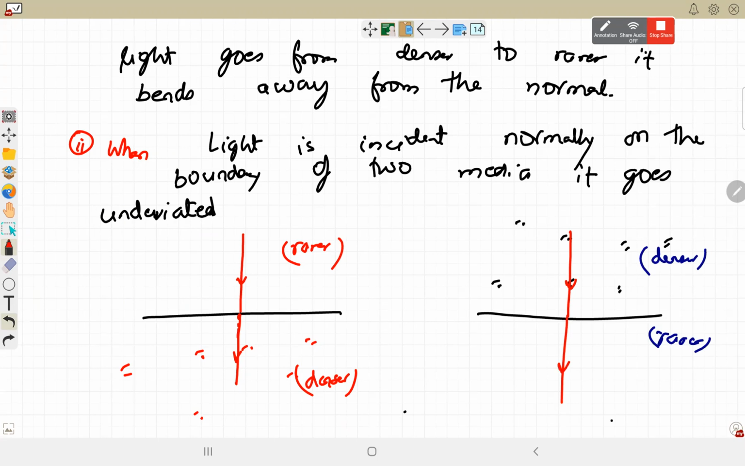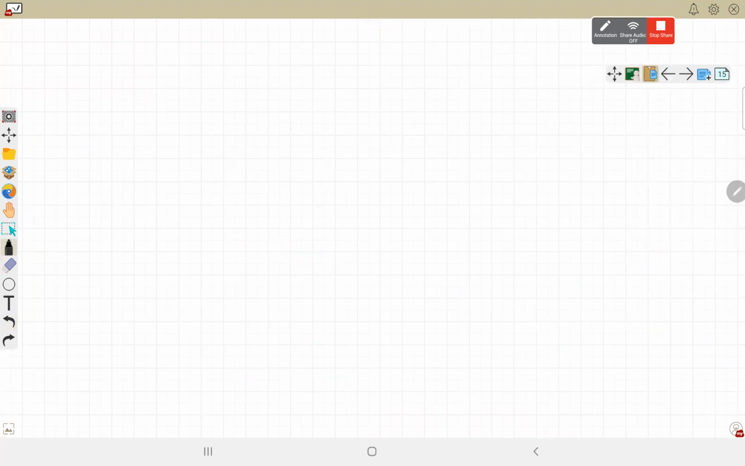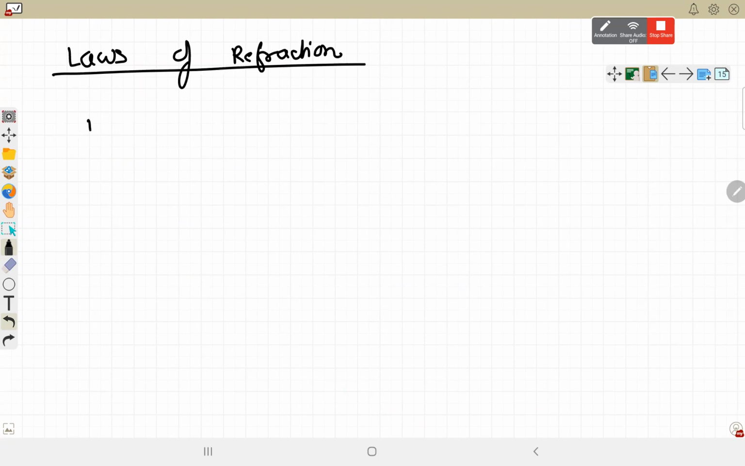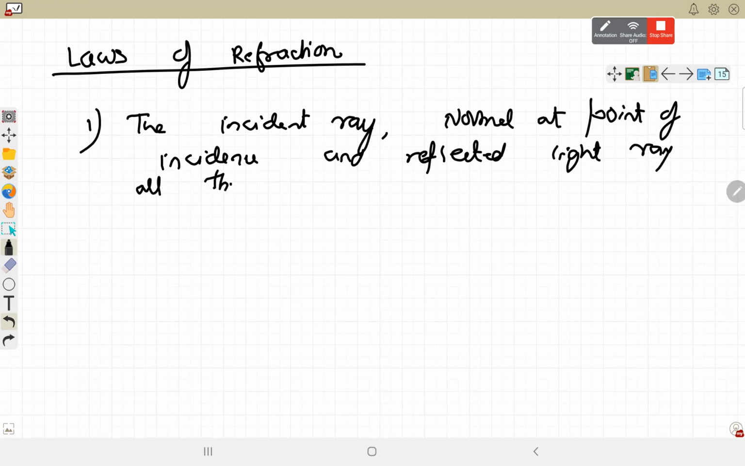So if we include the law of refraction, there are two laws of refraction again. First law is that the incident light ray, the normal at the point of incidence, and the refracted light ray, all three will lie in the same plane.